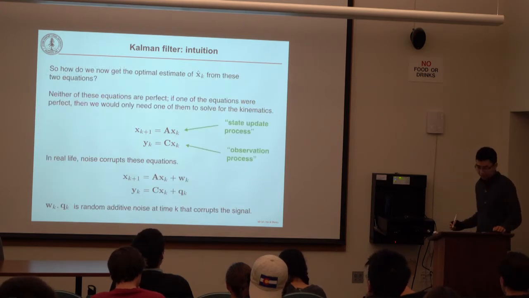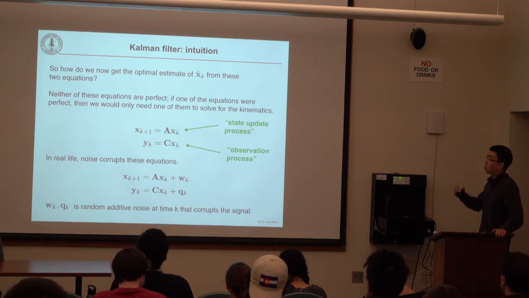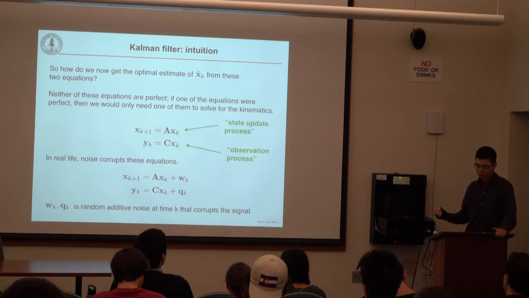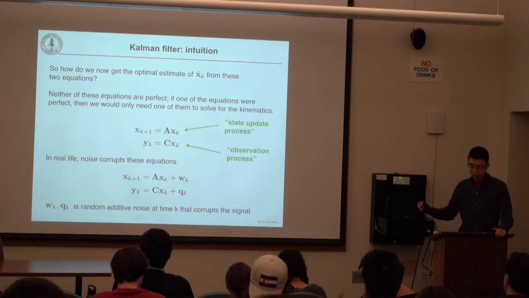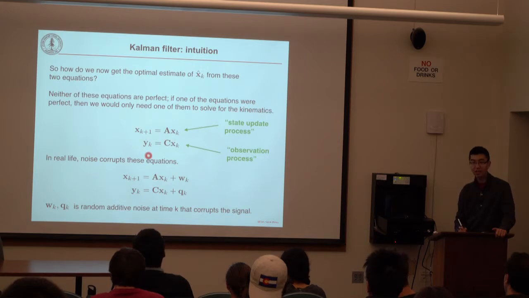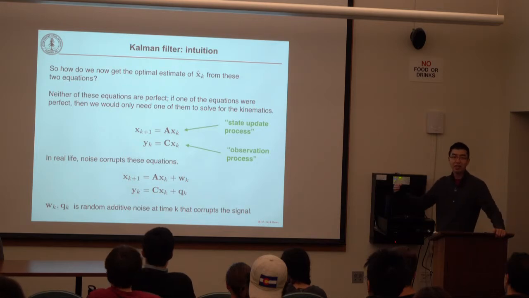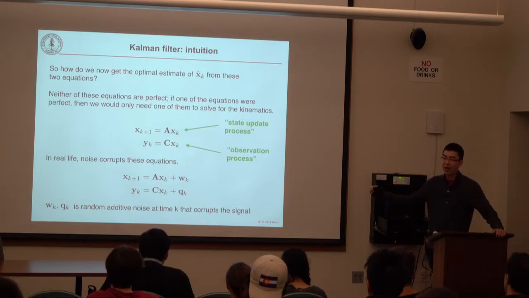All right. And so now the question of the Kalman filter is, how do we get an optimal estimate of the x hat of k from these two equations? The first thing we have to recognize is that neither of these equations is perfect. If one of these equations were perfect, let's just take the observation process. If the neural data was just a linear combination of the kinematics, and that equation was perfect, then I wouldn't need the state update equation, right? Because from my neural data, I could perfectly decode the kinematics.